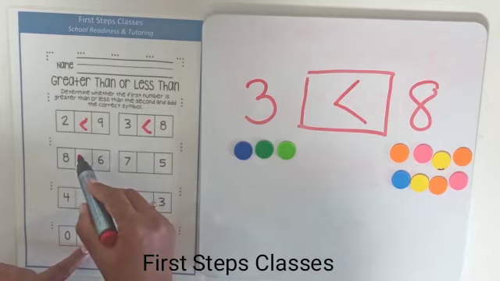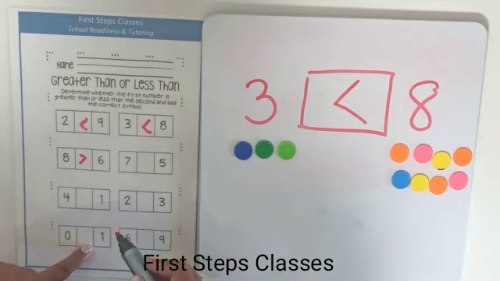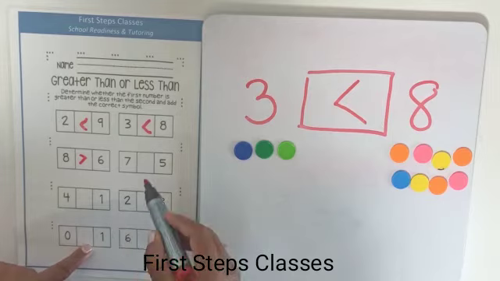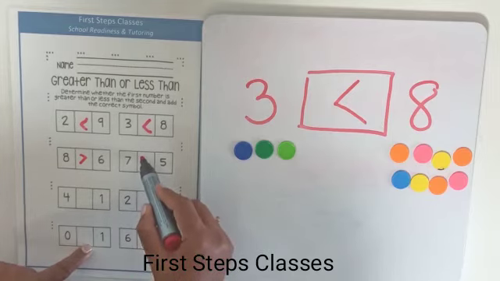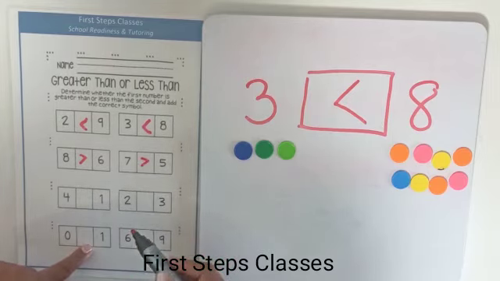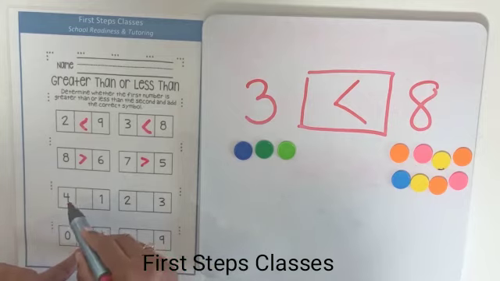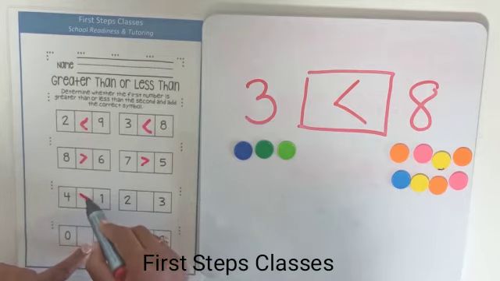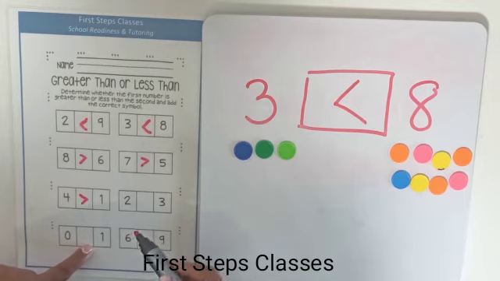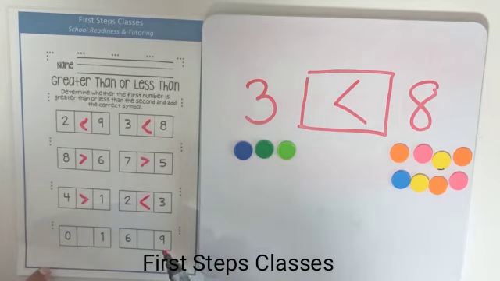So 8 is going to be a bigger number, so we'll put the crocodile's face towards 8. Then 7 is a bigger number than 5, so we put the crocodile's face towards 7. 4 and 1, 4 is a bigger number, so we put the crocodile's face towards 4. 2 and 3, 3 is a bigger number, so you put the crocodile's open face towards 3.